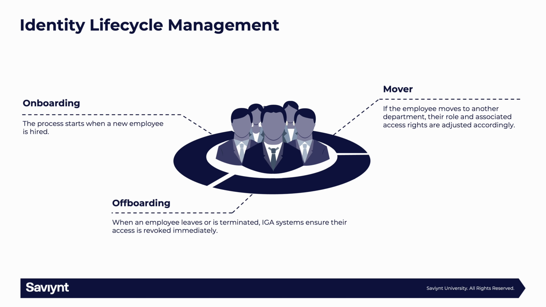And ultimately, offboarding. When an employee leaves or is terminated, IGA systems ensure their access is revoked immediately. This is critical for preventing unauthorized access after their departure. In some cases, the system will also notify the relevant teams to recover any assets, such as company laptops, that were assigned to the employee.